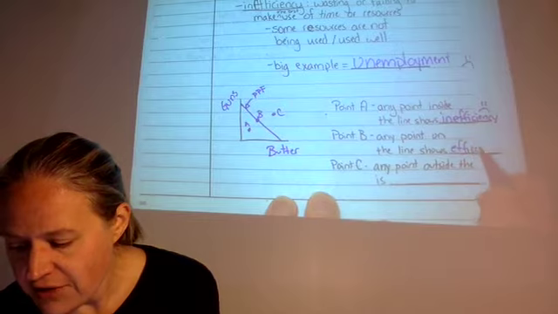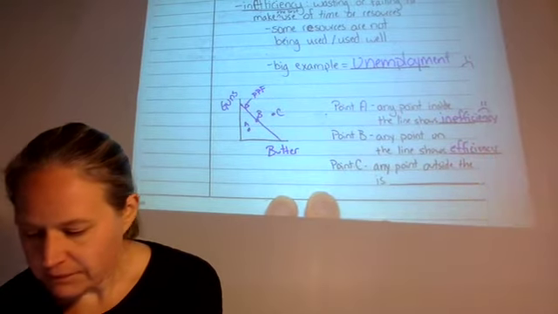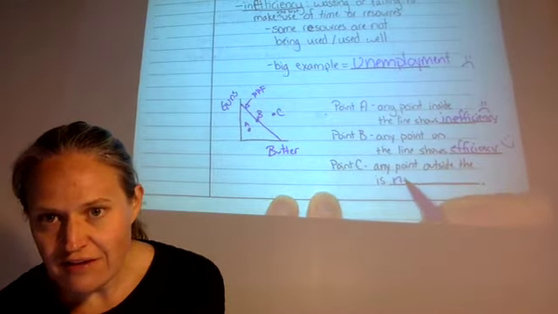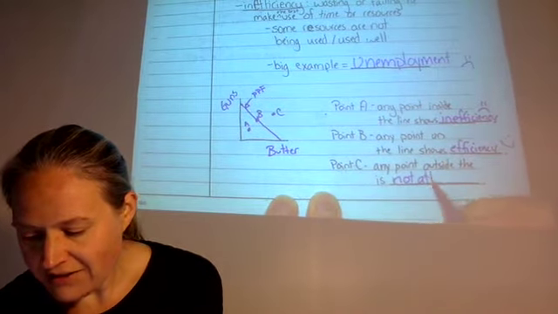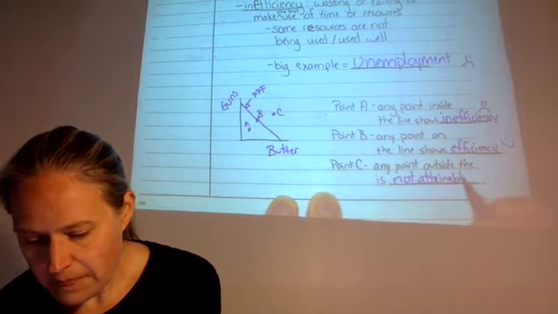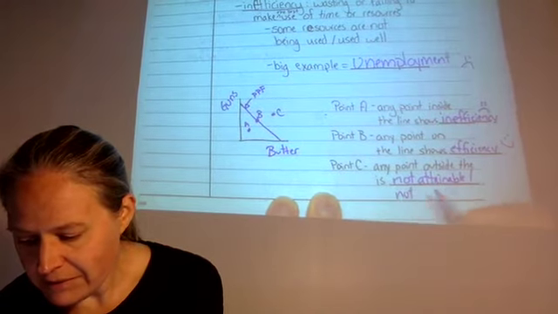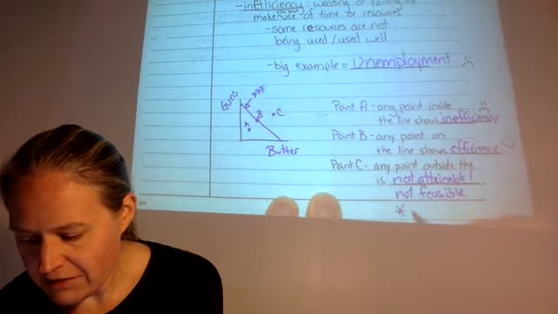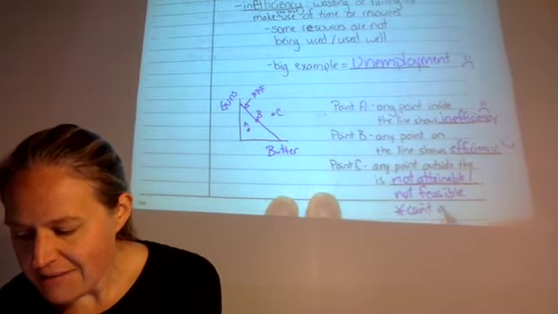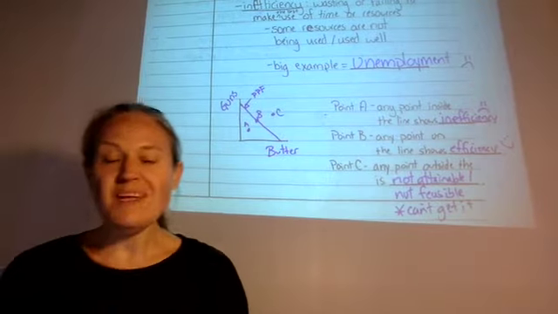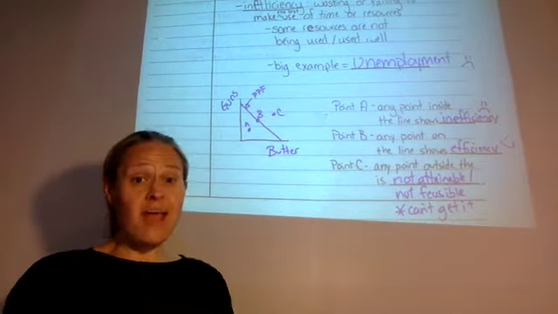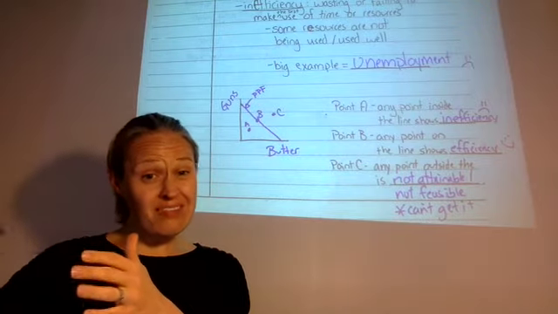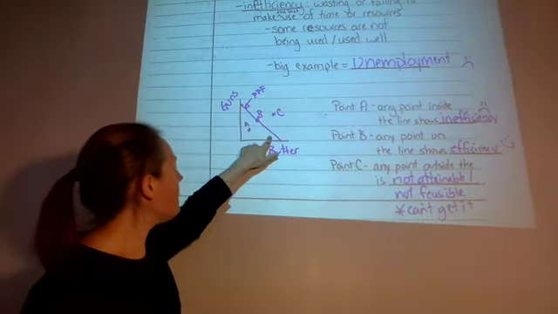Any point on the line shows efficiency. That's where everything is being used. And anything outside the line is, at this time, not attainable or not feasible, which basically means you can't get it. It means that economy does not have the resources to get more guns and more butter all at the same time beyond the PPF.